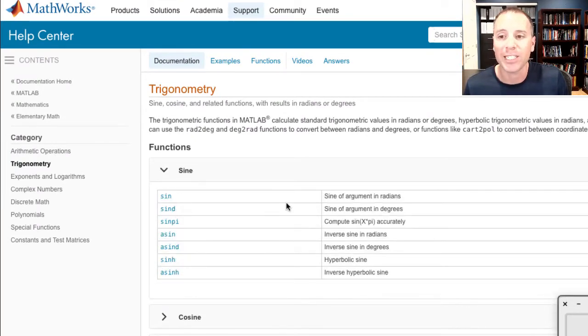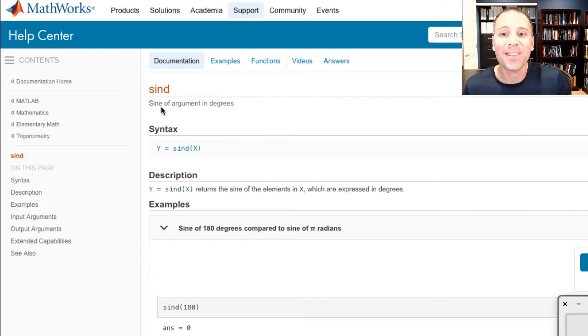So for example, sine has a bunch of different versions. It has sine where the argument is in radians. It has sine where the argument's in degrees, and that's called SIND. Computes sine of x times pi, inverse sine in degrees, hyperbolic sine, etc. Let's take a look at SIND. What we see is that this is the sine where the argument, the input to the function, is in degrees.